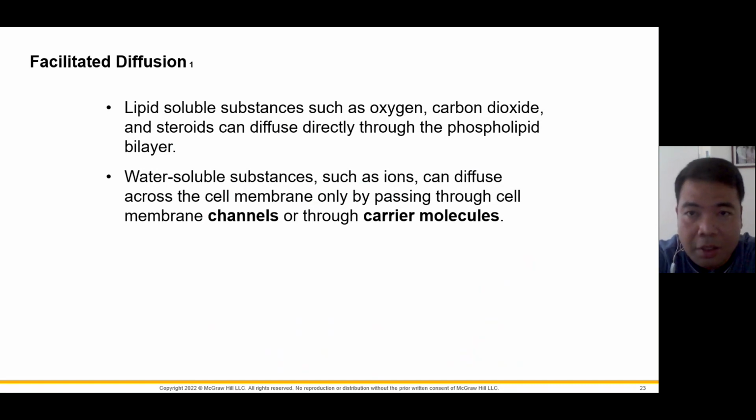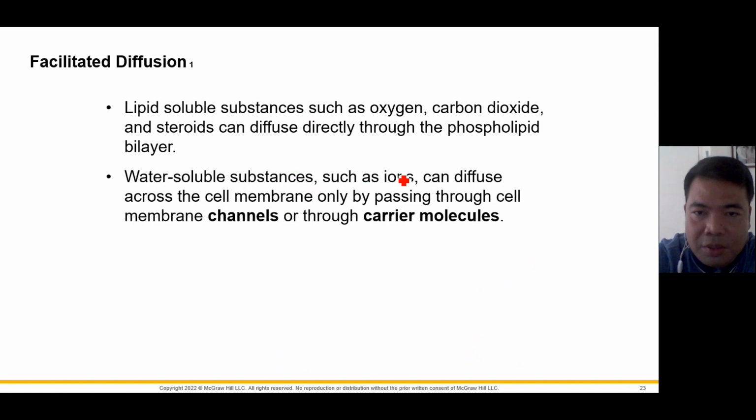Sinabi natin kanina yan, di ba? Imagine that the phospholipid bilayer is a wall. Oxygen and carbon dioxide directly pass through the wall. Tumatagos sila doon sa wall na yun. So they just simply diffuse across that phospholipid bilayer.